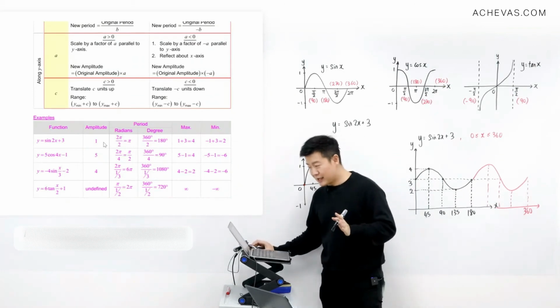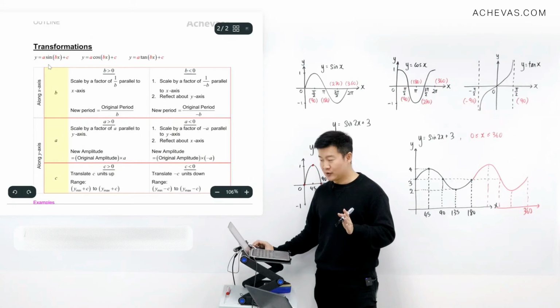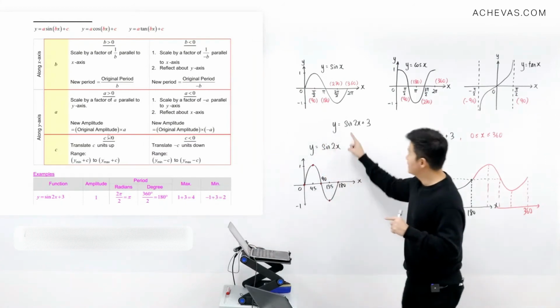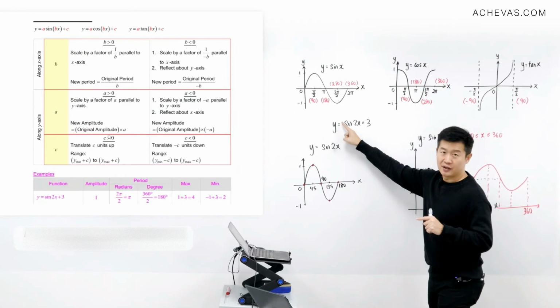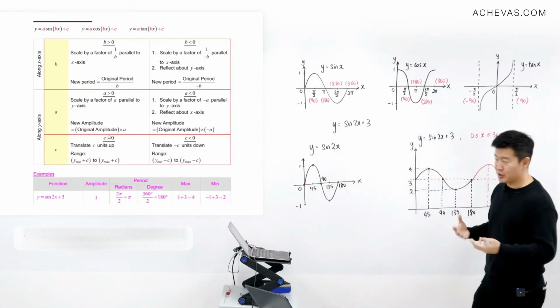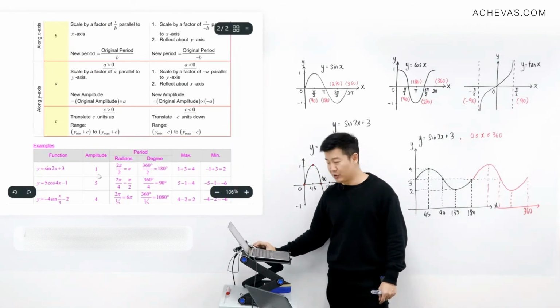We can see it from here, right? For the amplitude to change, this A is going to be the key. So the coefficient of sine or the coefficient of cosine is the key. It will be the original amplitude multiplied by A. In this case it is 1, so it is not going to change. It is still going to be 1 after the transformation, so 1 times 1 gives me 1 as the amplitude.